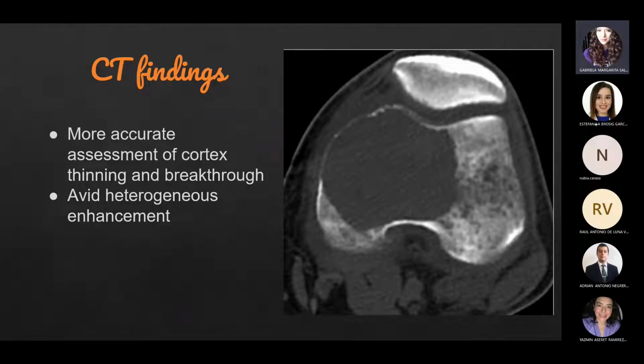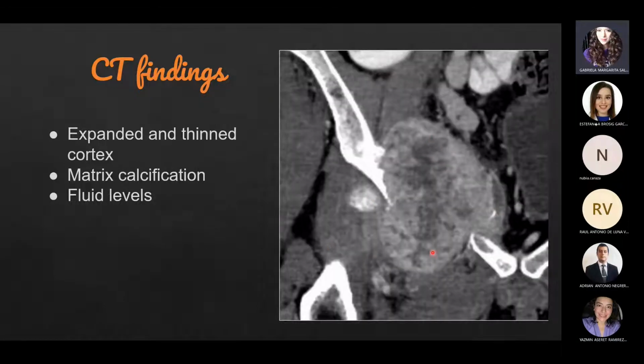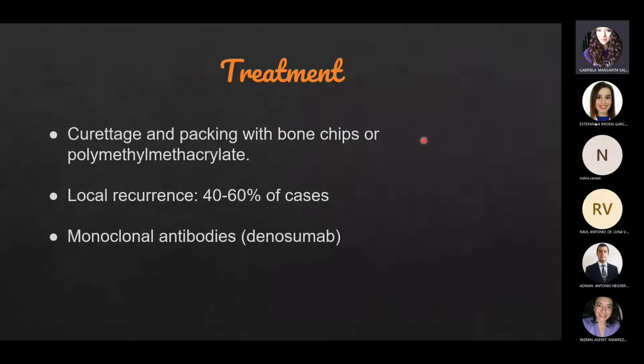If we add some contrast, as we can see here, we can see heterogeneous enhancement. The treatment of this tumor is curettage and packing with bone chips or polymethacrylate. 40 to 60% of the cases are going to have local recurrence, and monoclonal antibodies can also be used.